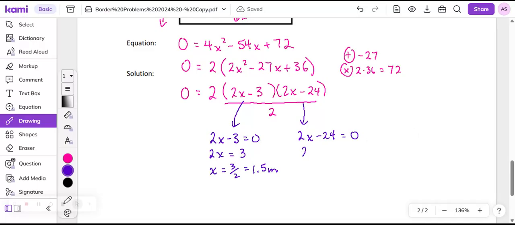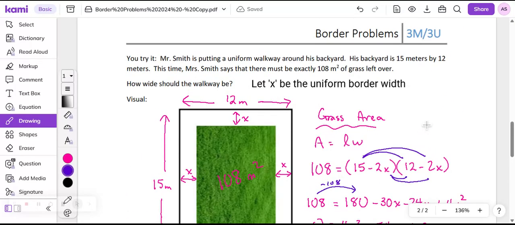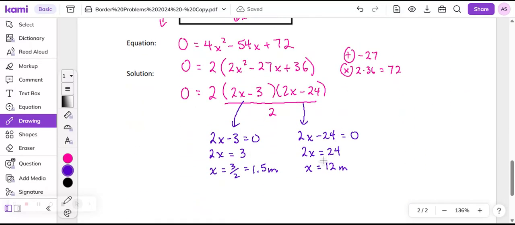And then I'll solve the other bracket equal to 0. 2x equals 24. 24 divided by 2 is 12. Now, a 12 meter border sounds unrealistic given the dimensions of my backyard. My backyard is only 12 by 15. So in the same way, that's an inadmissible solution. But you guys can just say, you know what, it's too big.